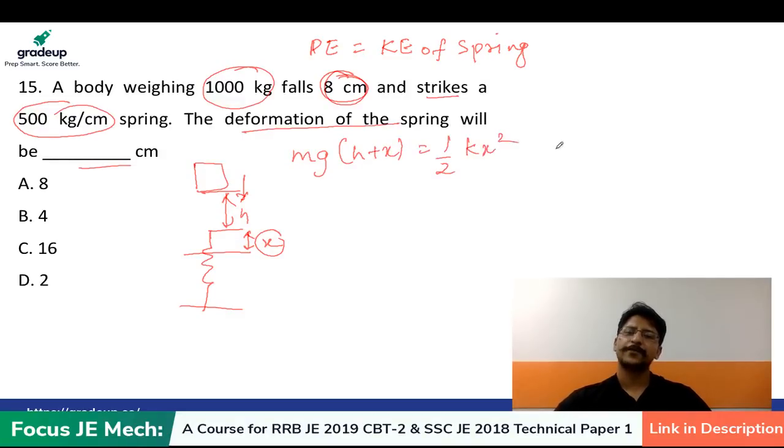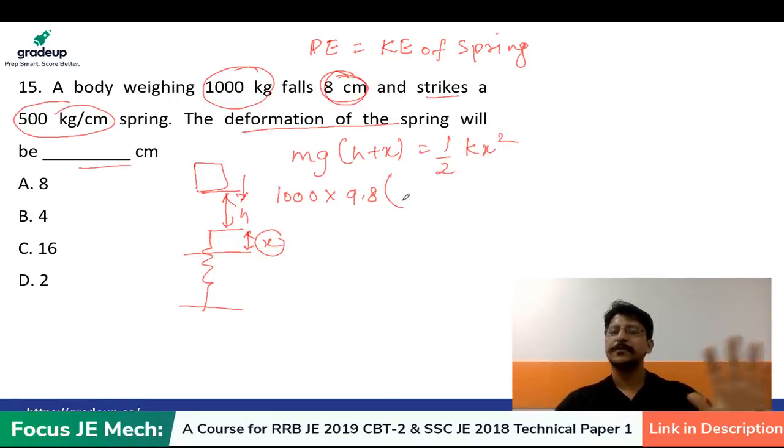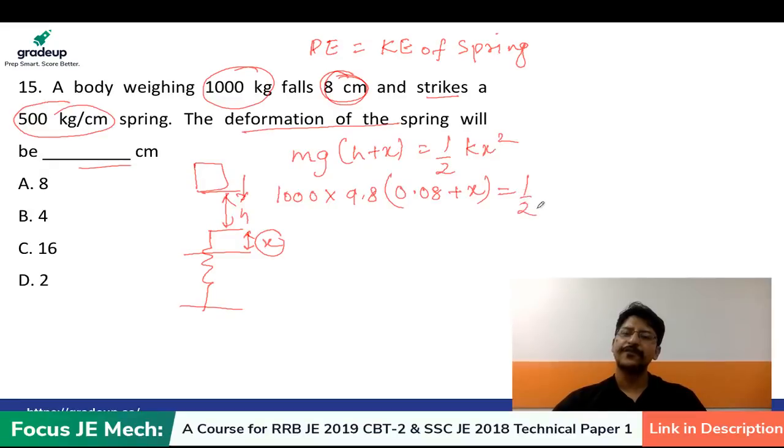and this will be equal to half K X square. Clear? So M is given to you as 1000. You can use the value of G as 9.8. But please take all the values in MKS units only. H is given as 8 centimeters, so take it as 0.08 plus X. And this is equal to half. The value of K has been given to you as 500 kg per centimeter. You have to convert it into the specific units, that is Newton per meter.